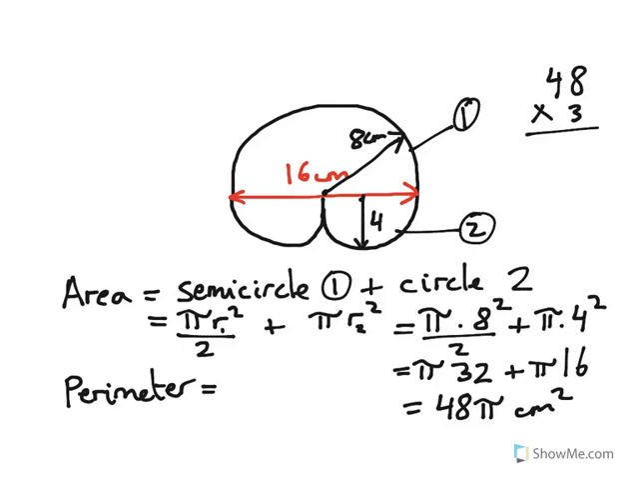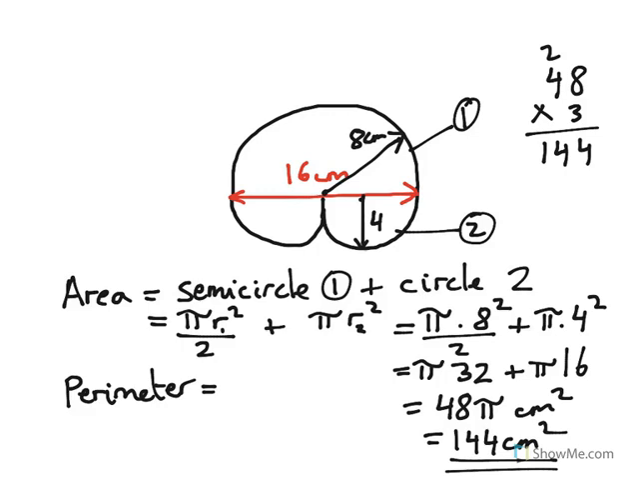8 threes, 8, 16, 24. 3 fours, 12, plus 2, 14. 144 centimeters squared would be the area of this shape by taking it as 2 separate circles.